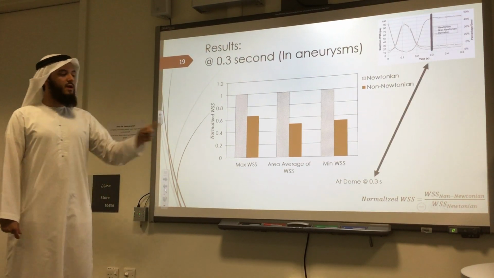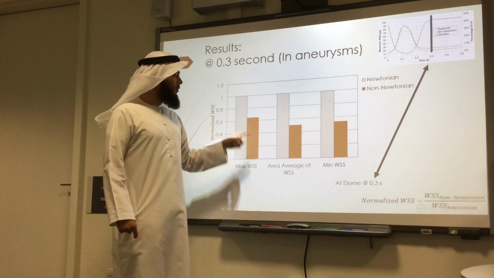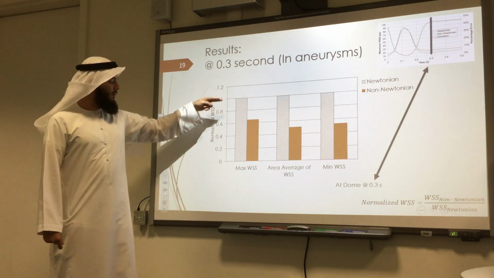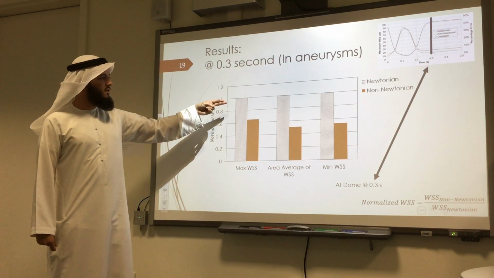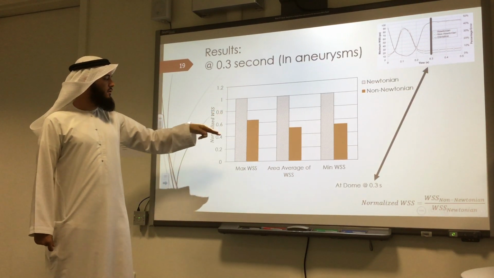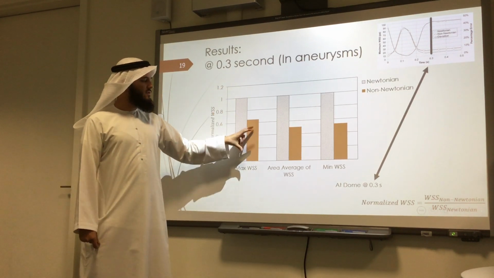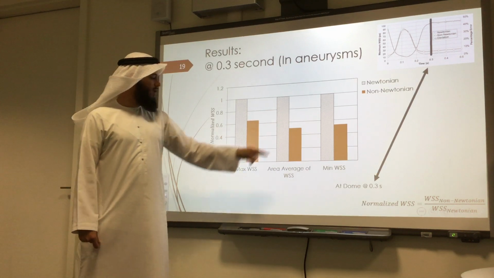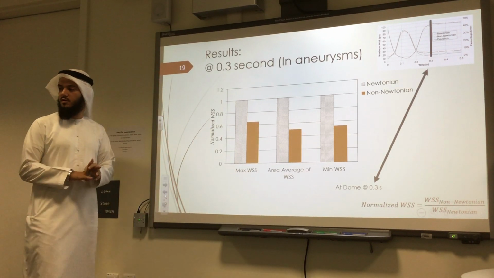And then here, at 0.3 seconds, we notice a big difference. This is the normalized data between wall shear stress of Newtonian and non-Newtonian. This is Newtonian, this is non-Newtonian. 1 and 0.6, and here you have 1 and 0.5 for the average wall shear stress.